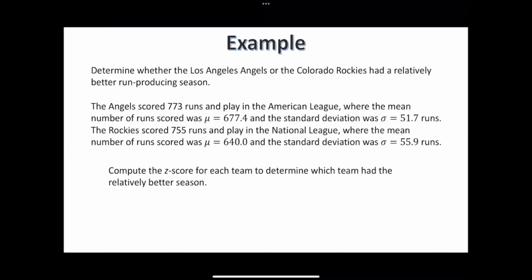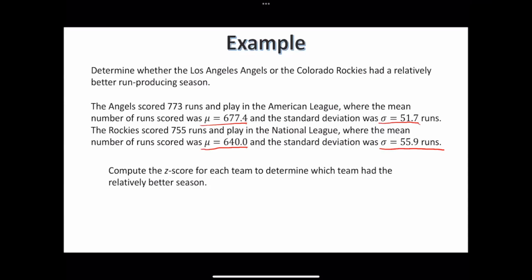Okay, so let's do another example. We're going to determine whether the Los Angeles Angels or the Colorado Rockies had a relatively better run producing season. The Angels scored 773 runs and they play in the American League. The mean number of runs scored is 677.4 and the standard deviation is 51.7. The Rockies scored 755 runs in the National League. The mean in the National League is 640 and the standard deviation is 55.9. So we're trying to see which one had a relatively better season.